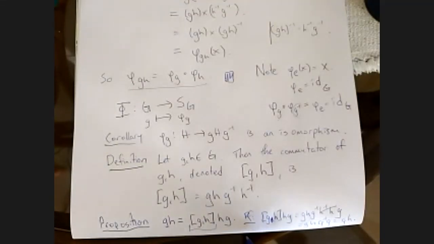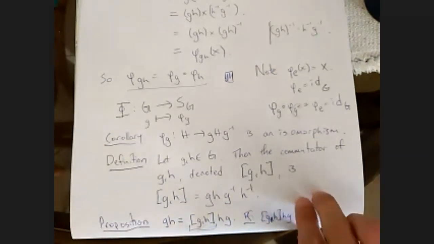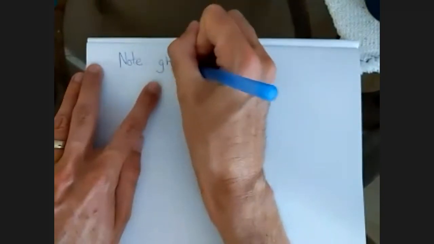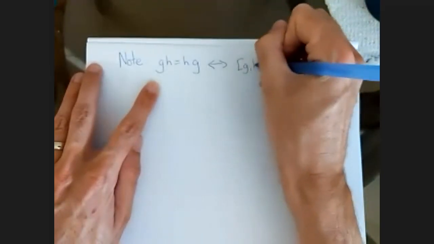So that tells you that, well, when is GH equals HG? Well, it's exactly when this commutator term is the identity. So we can say, just a quick note, GH equals HG if and only if the commutator of G and H is the identity.